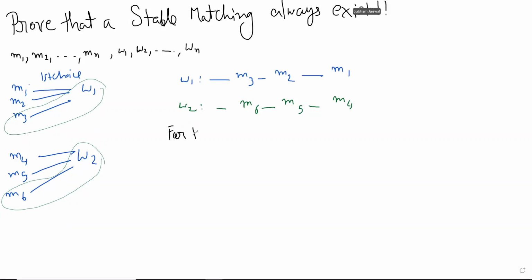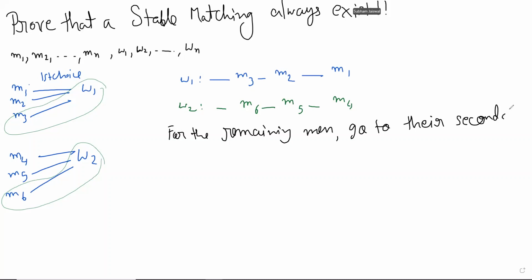For the remaining men, go to. I think this will not work, but let's see. Something is wrong. Yeah, something is. It's too local. Like nobody's looking into the future and changing things. Yeah. For the remaining, go to their second choice. Yeah, something like that, right?